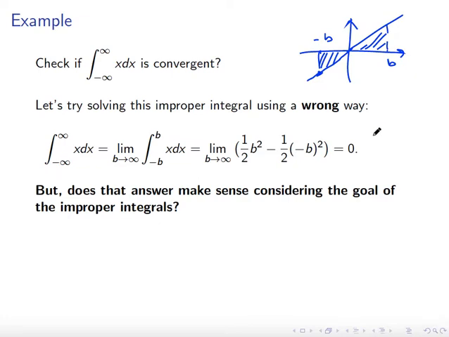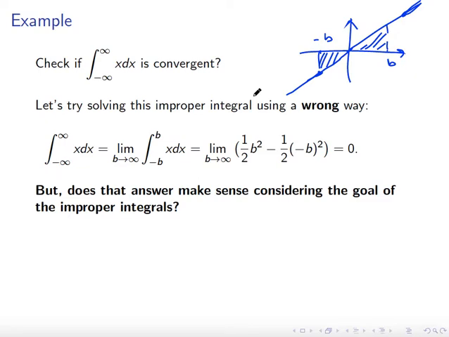But considering the goal of improper integrals, does this make sense? The answer is no, because not only does the graph of y equals x not get close to the x-axis, it actually gets farther from the x-axis. The distance to the x-axis becomes larger and larger on both sides. So this does not make sense here.